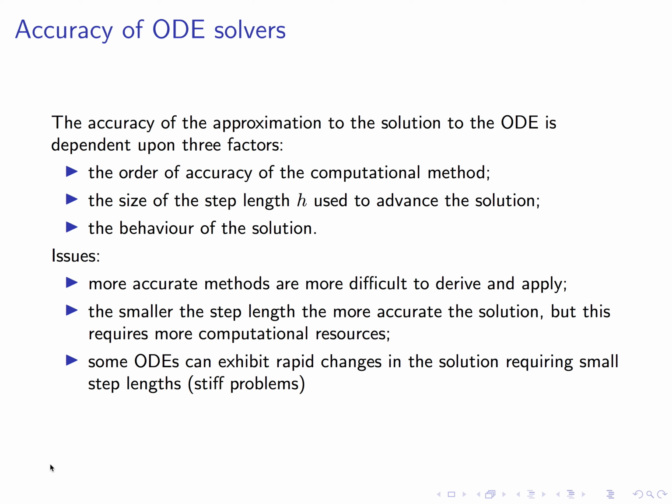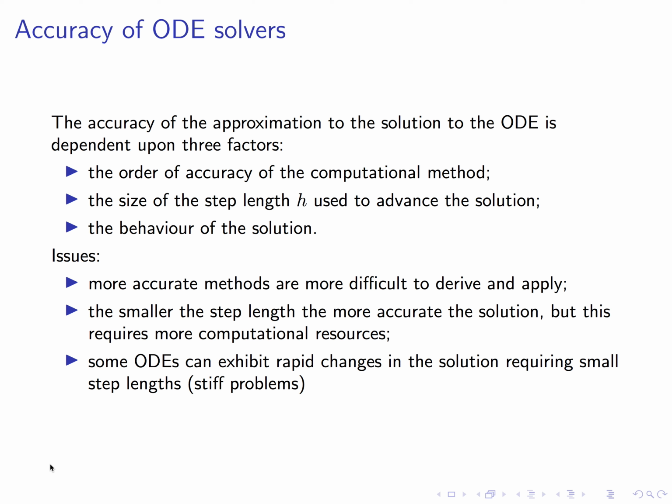The second thing which affects the accuracy of a method is the size of the step length used. So in general, the smaller the step length, the more accurate. But the problem with using a really small step length is that it's going to use far more steps and therefore far more computational resources.